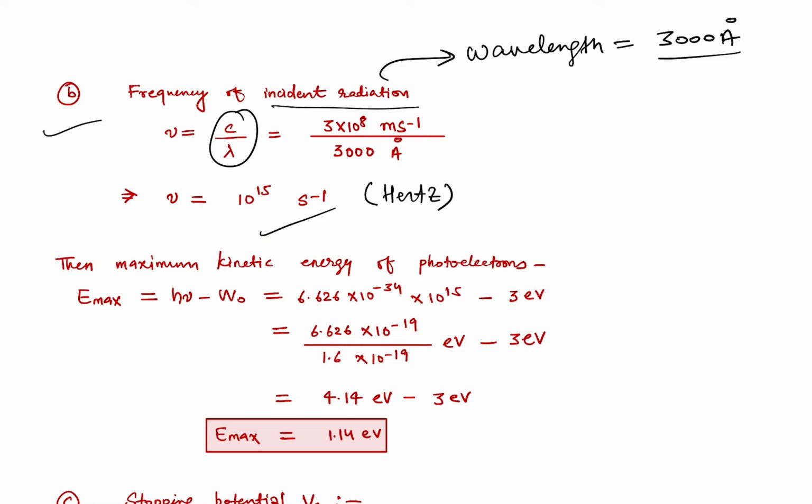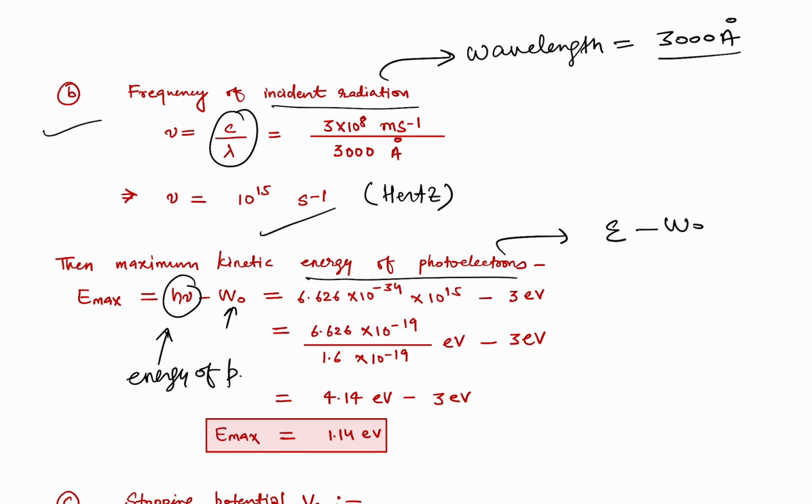Okay, and the maximum kinetic energy. So maximum kinetic energy of the photoelectron is simply energy of the photon minus work function. We get this energy of the photon, and this is the work function. Anyways, calculated, we got the maximum is this much.